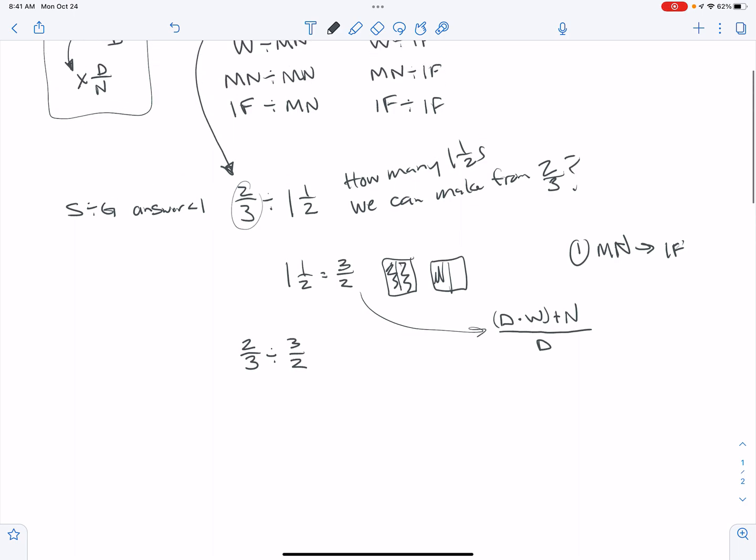So since we are multiplying by the reciprocal, I know I'm going to be multiplying by the reciprocal. So 2/3 times, and I need to flip this, 2/3.